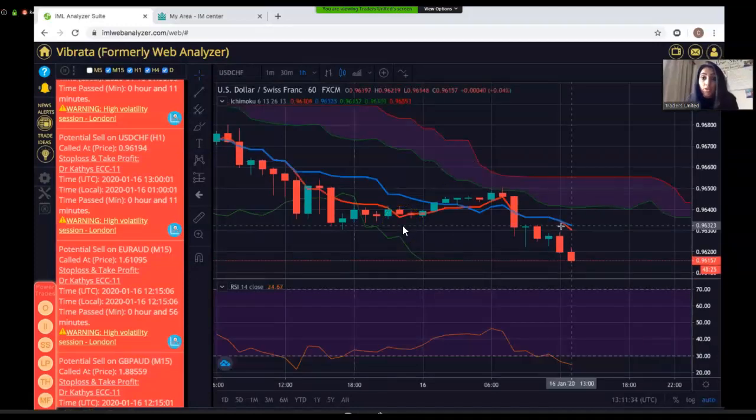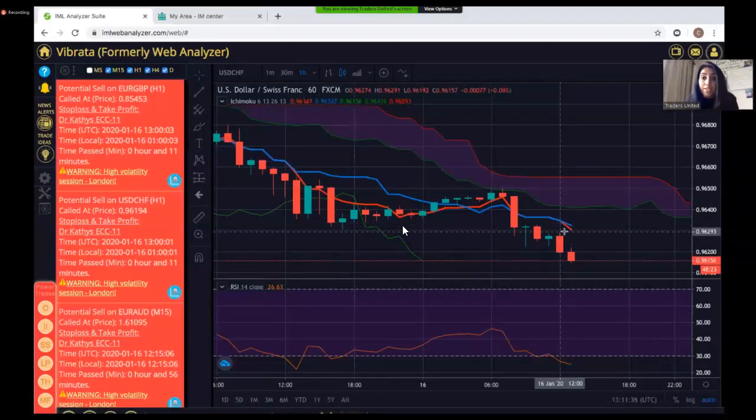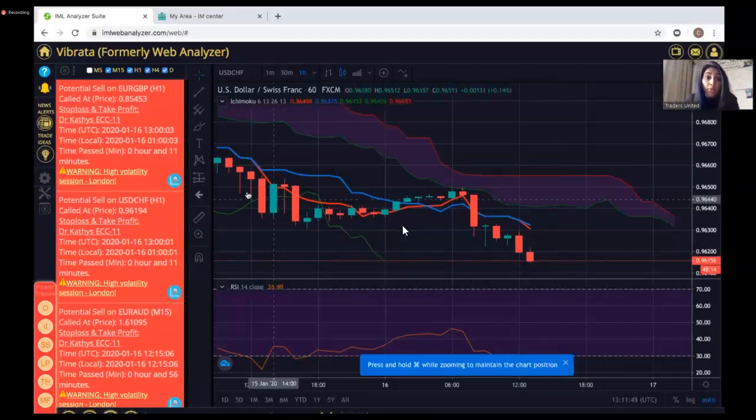Okay, great. Crossover over there. We can see the red is below the blue. It's also outside of the cloud. This is a great sell signal for us. So this is what I'm going to do now.